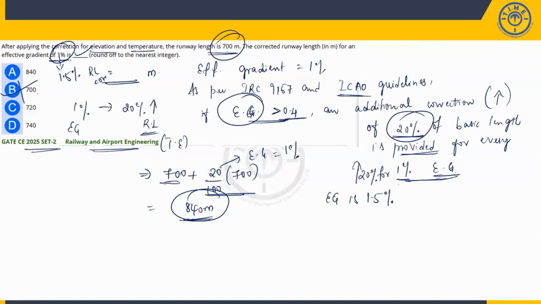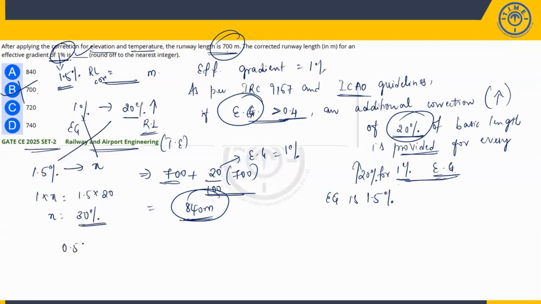Suppose, instead, in the question, if he said 1.5%, how much do we need to increase? For 1%, as per ICAO, it increases by 20%. For 1.5%, how much is it? Let's make it x and go for cross multiplication. 1 into x is equal to 1.5 into 20. x is equal to 30%. If it is 1.5%, we will do 30%.